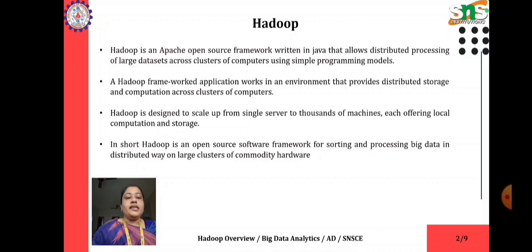In short, we can say Hadoop is an open source framework for storing and processing big data in a distributed way on large clusters of commodity hardwares. Commodity hardwares are nothing but the cheapest hardwares.